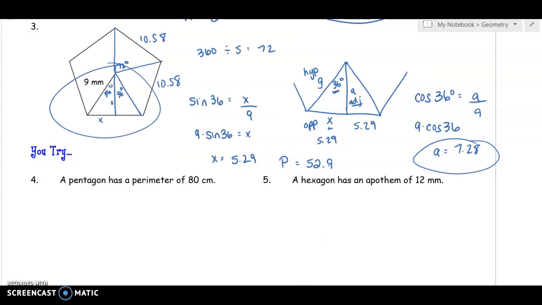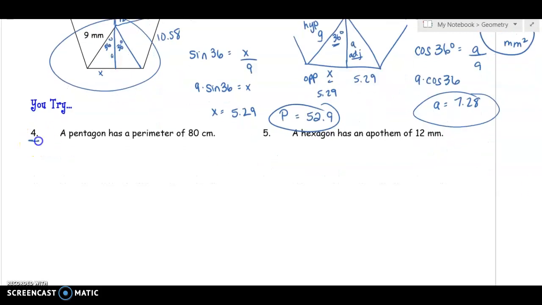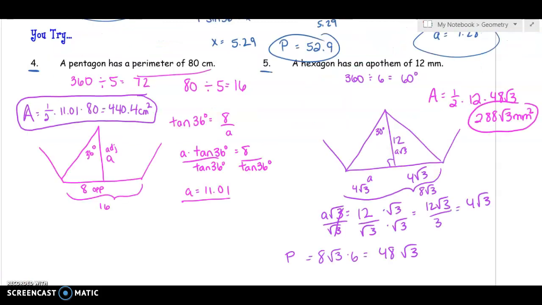Okay, so we've got our perimeter, we've got our apothem, now we can find our area. Area is 1/2 times the apothem, 7.28, times the perimeter, 52.9. And you multiply that out, you're going to get 192.56 square millimeters. Okay, what I'd like you to do is try number 4 and number 5. Keep in mind special rights for some and trig for others. Go ahead. So let's see how you did.